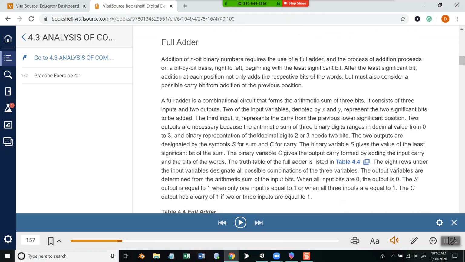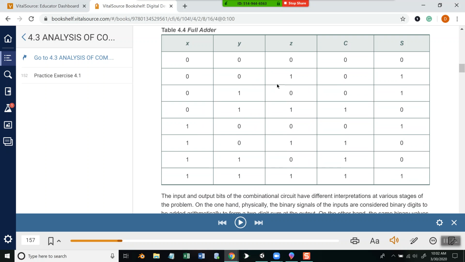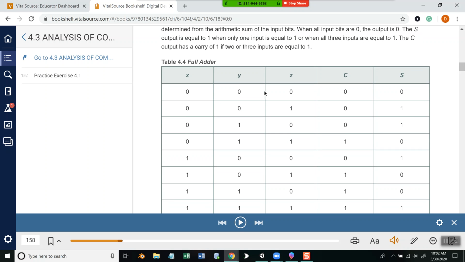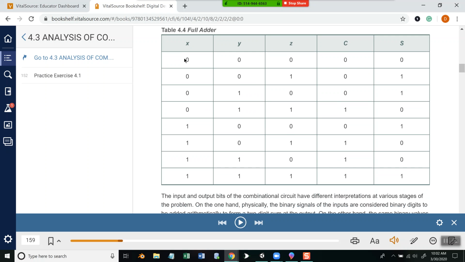Okay, so a full adder. Addition of n-bit binary numbers requires the use of a full adder. The process of addition proceeds on a bit-by-bit basis, right to left, beginning with the least significant bit. After the least significant bit, addition in each position not only adds respective bits, but also must take the carry into account. Like here, they give an example of three inputs.